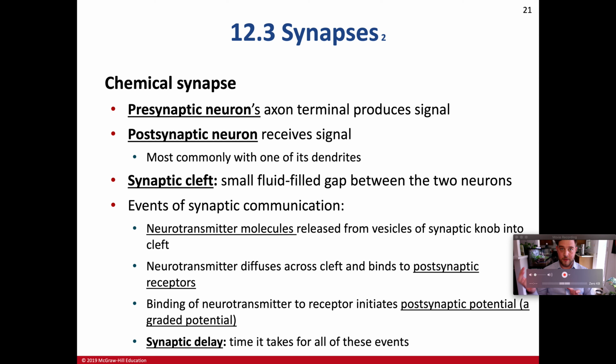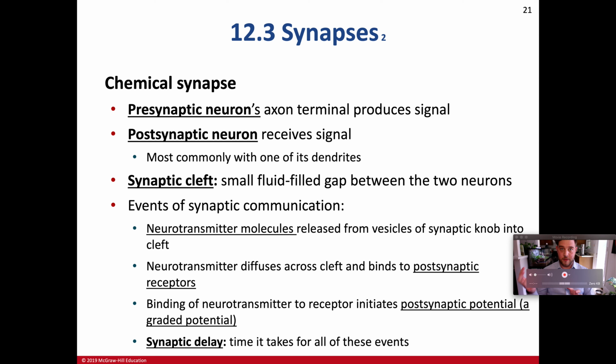And really, one of the big reasons why we want to have chemical synapses is that you can regulate the response a little bit better. You can amplify the response even more, and it allows for just better control. So the events of the synaptic communication. Neurotransmitter molecules are released from vesicles of the synaptic knob into the cleft. If you remember, the action potential will travel down the presynaptic neuron. It will open the voltage-gated calcium channels, allowing calcium from the synaptic cleft to flow into the synaptic knob. The calcium will bind to the synaptic vesicle and allow it to release.